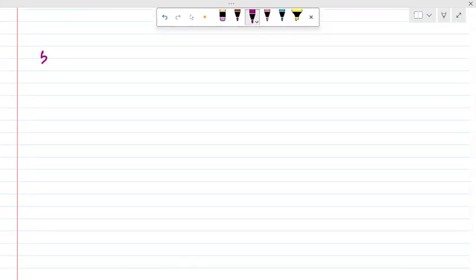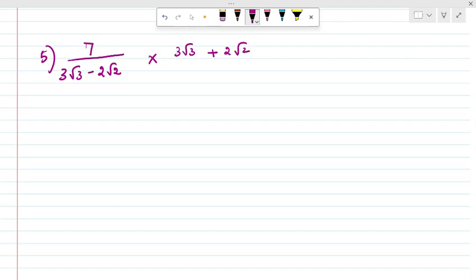Now fifth example, 7 divided by 3 root 3 minus 2 root 2. So same thing, multiplied by 3 root 3 plus 2 root 2. Up and down we are multiplying 3 root 3 plus 2 root 2. So up it will be, the numerator will be 7 into 3 root 3 plus 2 root 2.